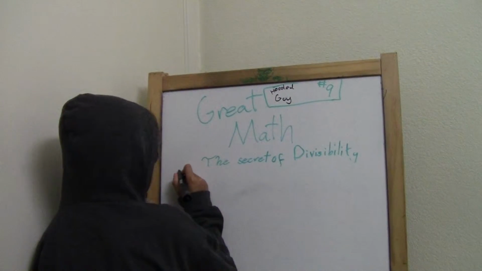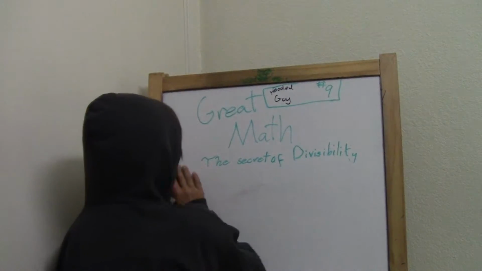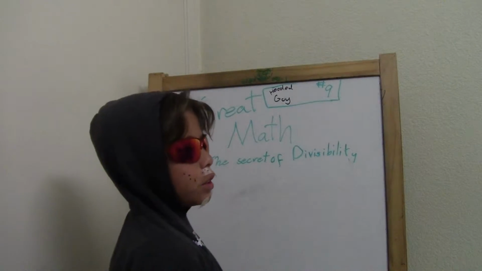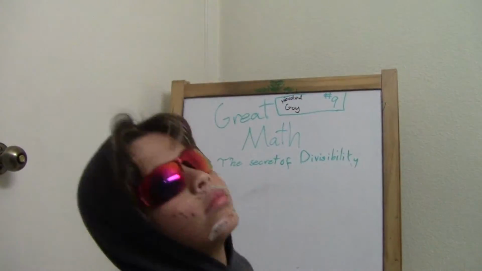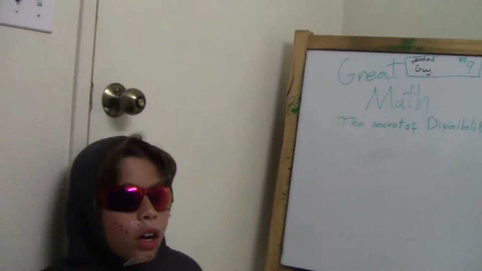Now you're probably thinking, what is divisibility? Well, divisibility is supposed to be something that is evenly distributed. It's basically division without a remainder. For example, 8 divided by 4 is equal to 2.